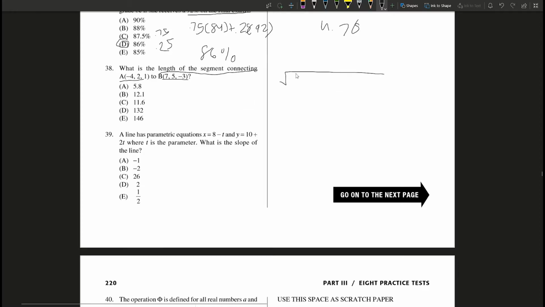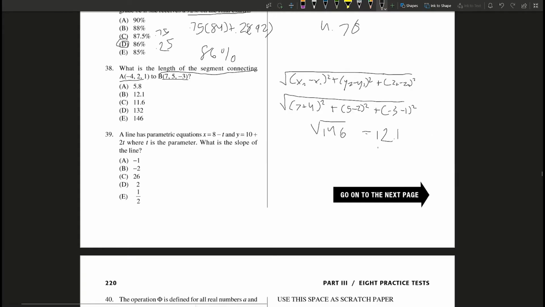So that's going to be x2 minus x1 squared plus y2 minus y1 squared plus z2 minus z1. Z is the 3rd dimension, so that's going to be signified by 1 and -3 here. I'm just going to put in the work here real quick. You should end up with something around 12.1, and that's letter B right here.